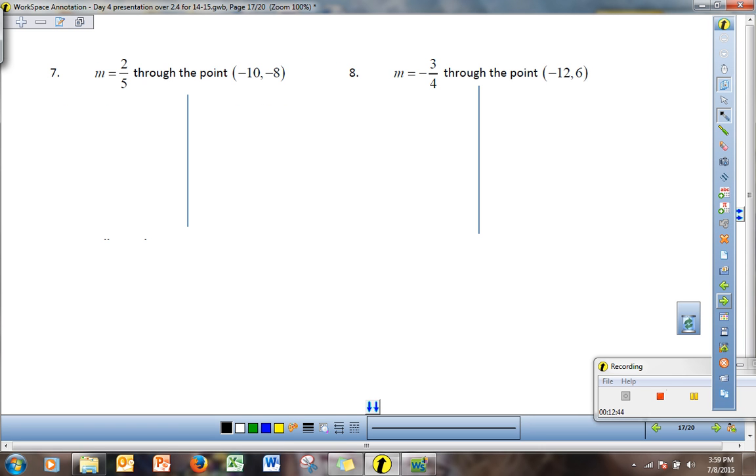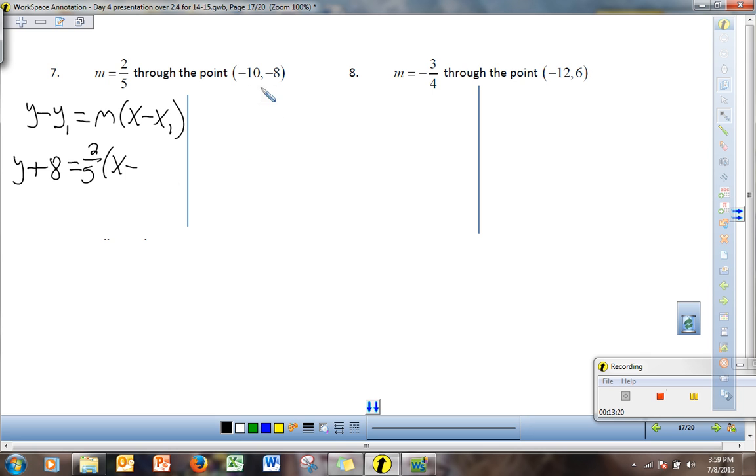Here's our number 7 and number 8. What I did is I went through these and I had them try a few. So here's number 7. My slope is 2/5 through the point negative 10, negative 8. So y minus y sub 1 equal m times x minus x sub 1. I'm going to have y minus, come get your y value, which is negative 8. And you're right, 2 negatives make a positive. So I got y plus 8 equal 2/5 x minus, now come get your x value of negative 10.